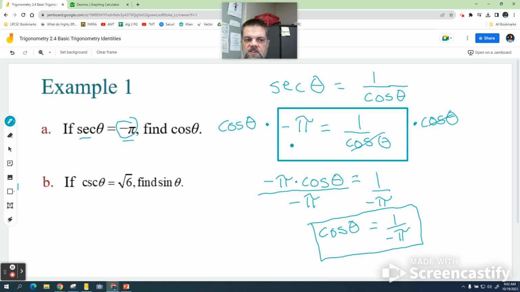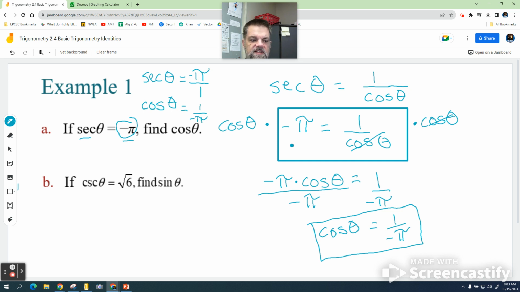But I could have just reciprocated it, right? I could have said that if secant of theta was equal to negative pi, I could have written that as negative pi over 1, right? And just said cosine is equal to 1 over negative pi. Just reciprocate the values, right?